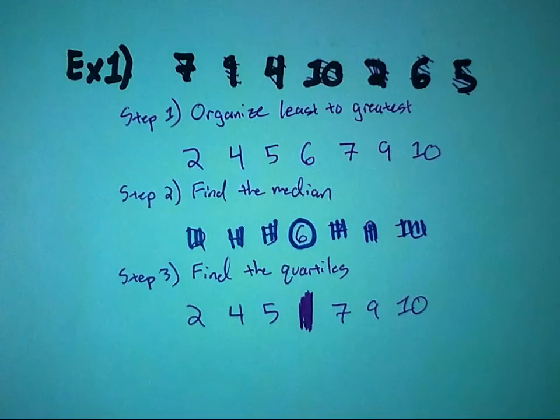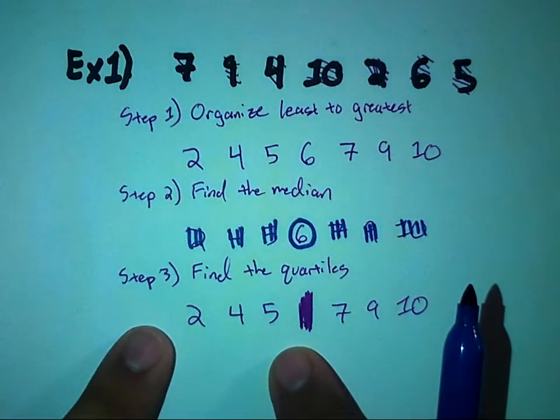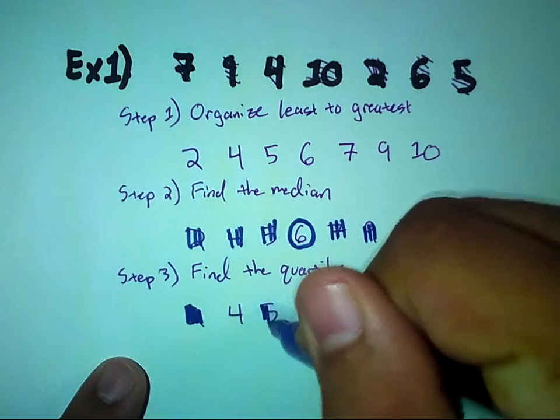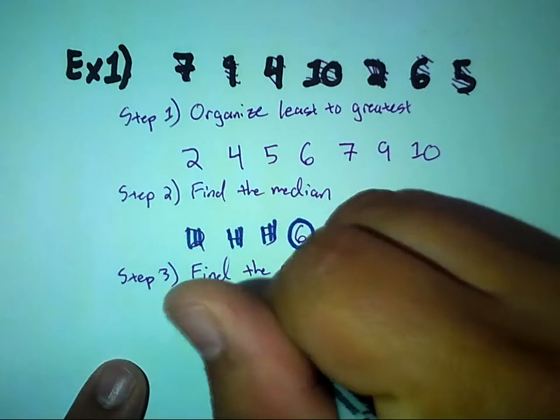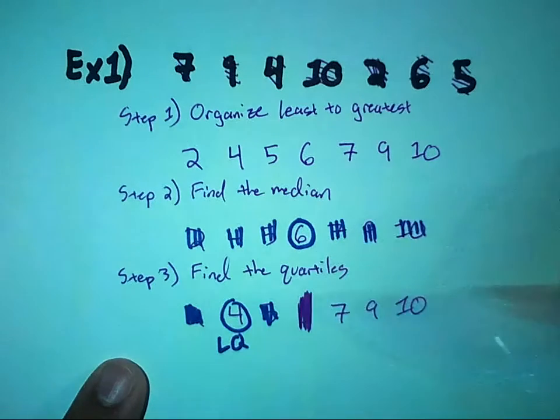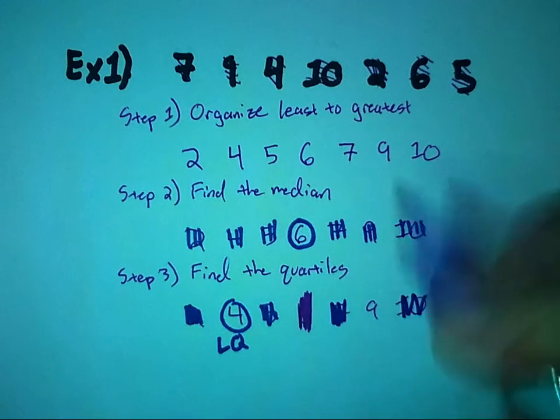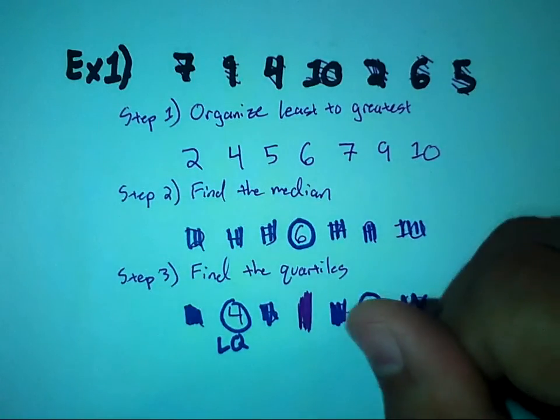So to find the lower quartile, you're going to look at the smaller numbers, the least numbers. And we're going to do what we did before. Cross out a 2, cross out a 5. So there's my lower quartile. For the upper quartile, you're going to do the same thing. So I'm going to cross out a 7, cross out a 10, and there's my upper quartile.